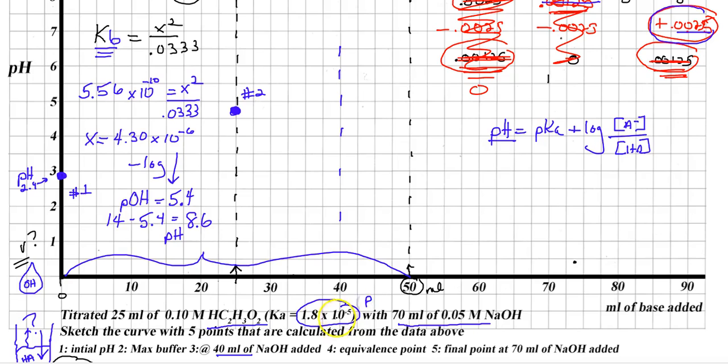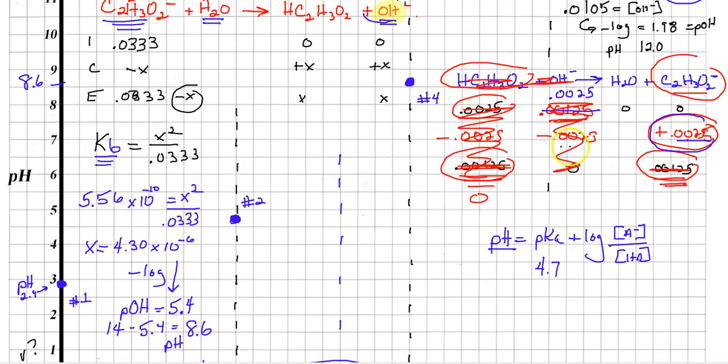Little p means negative log, so pK is the negative log of this, and what you get is 4.7. Now the question is, what is all this? Well, I didn't erase this point because I want you to see what's going on here. The question is, how much of the acid and base do I have? They're not going to be equal.